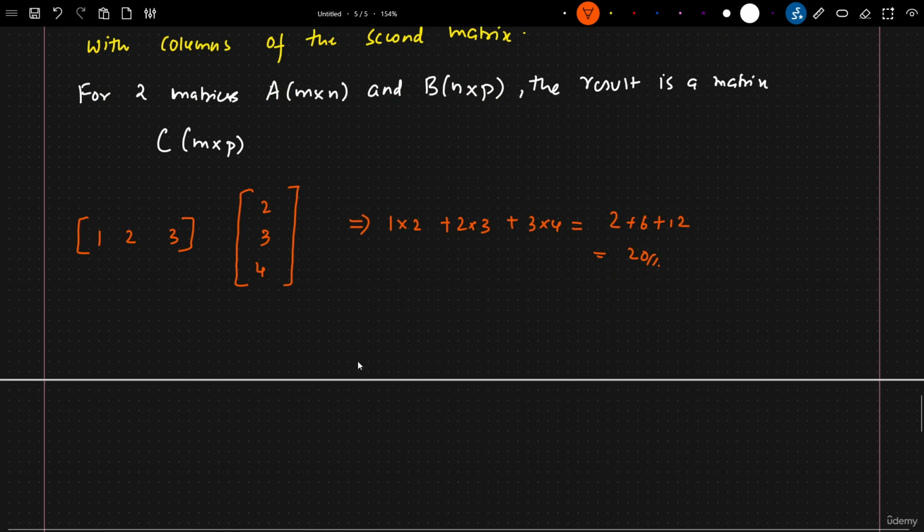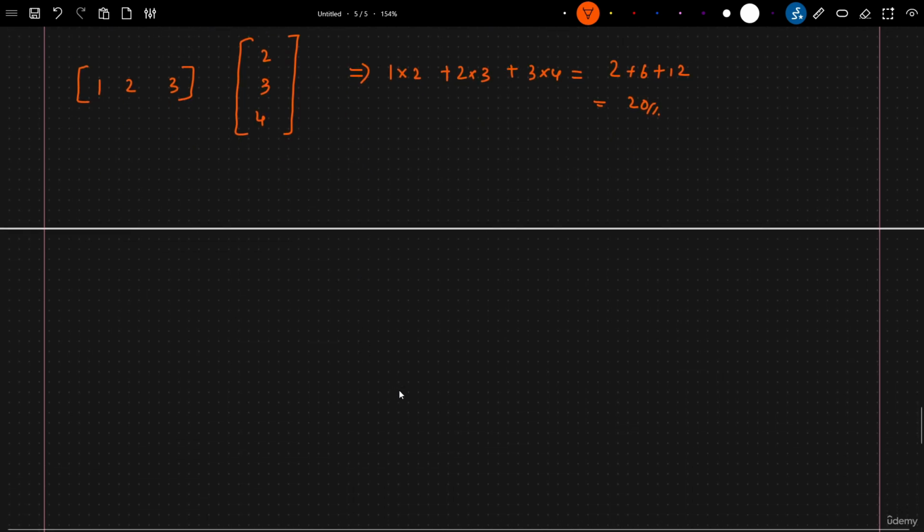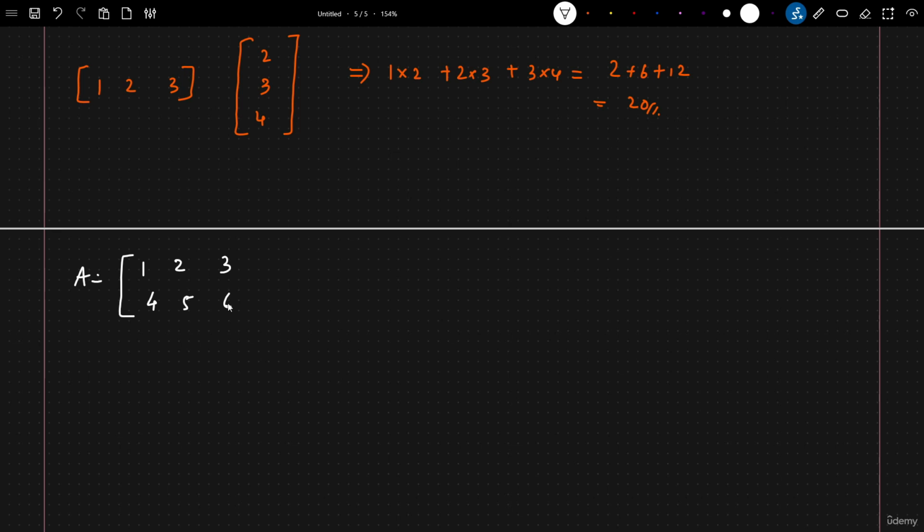But when I talk about matrices, that basically means I will have many rows and columns. So let's take this as an example. Let me create my two matrices. The first matrix A is given by 1, 2, 3, and then 4, 5, 6. And let's consider that my B matrix is nothing but 7, 9, 11, and then 8, 10, 12.